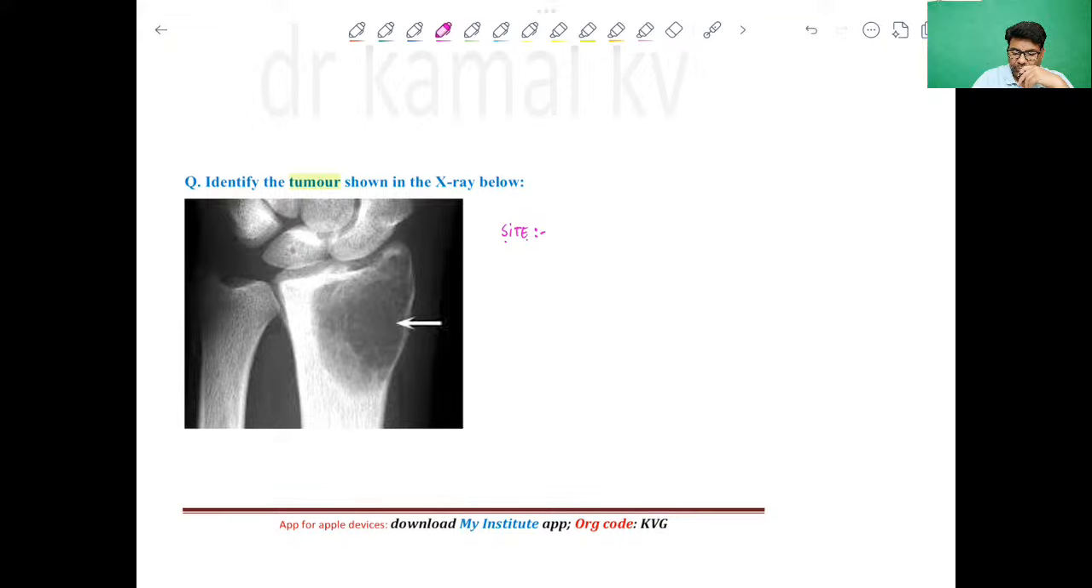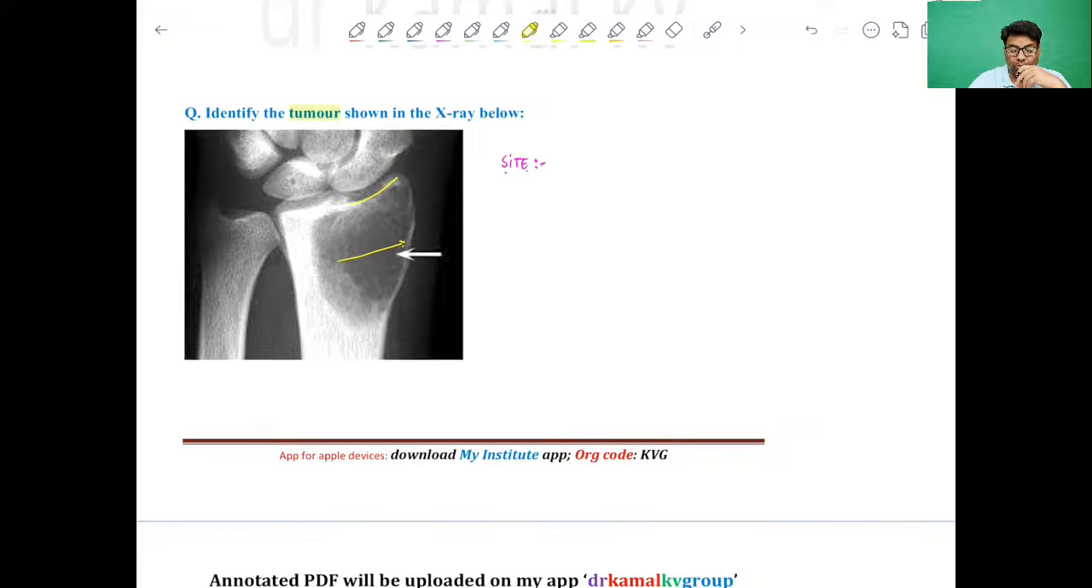Here we can see that this is the epiphyseal region, and a tumor which is more towards the lateral side. So it is eccentric. An eccentric epiphyseal tumor, always think of giant cell tumor. So this is a classical giant cell tumor location. And if we talk about the radiological feature, you can see the classical soap bubble appearance, something like this. That is the soap bubble appearance, right? So it is very easy to identify a giant cell tumor.